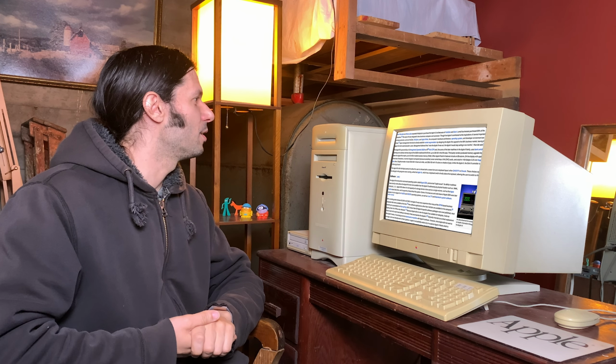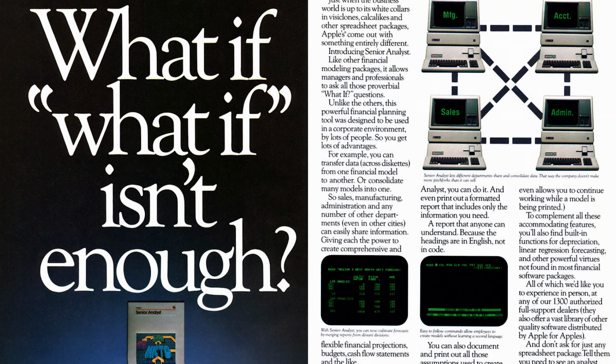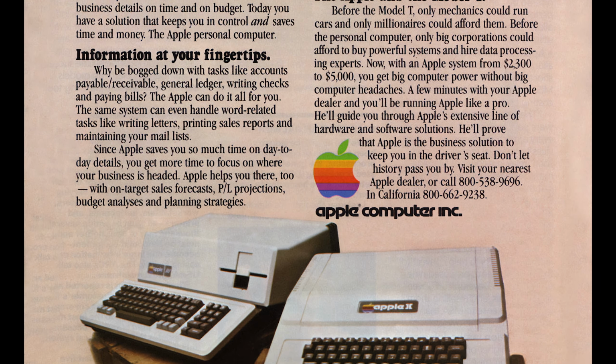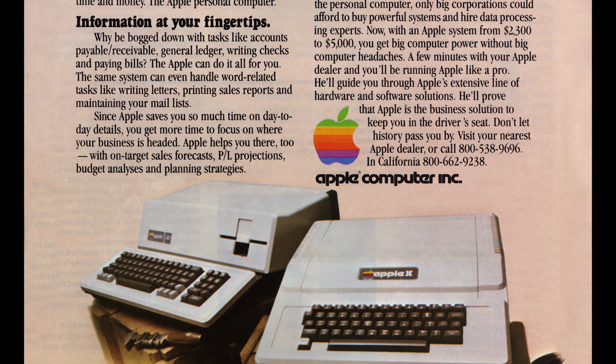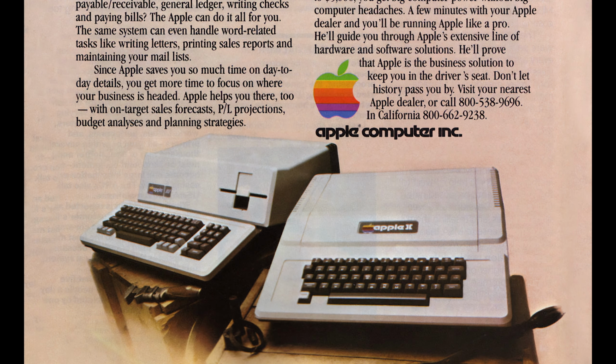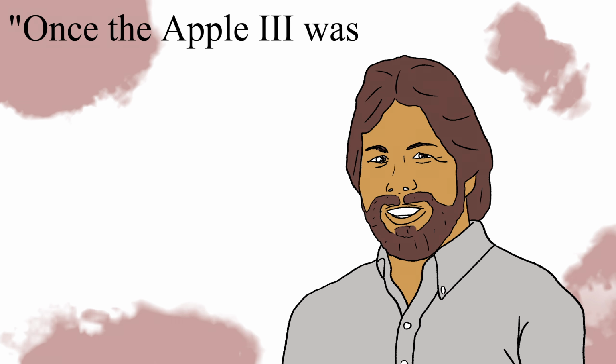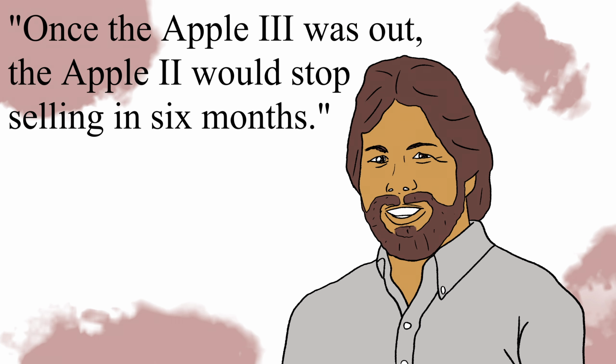Apple management intended to clearly establish market segmentation by designing the Apple III to appeal to the 90% business market, leaving the Apple II to home and education users. Management believed that once the Apple III was out, the Apple II would stop selling in 6 months. To quote Wozniak, that's all a Wozniak quote. Where does this Wozniak quote start? Oh, yeah. Quote, once the Apple III was out, the Apple II would stop selling in 6 months. Is what he's saying management said. Not what he was saying, because he liked the Apple II.